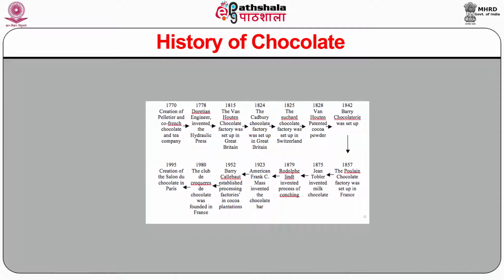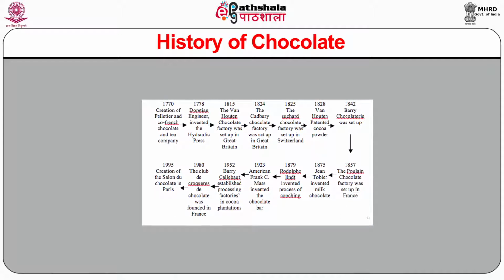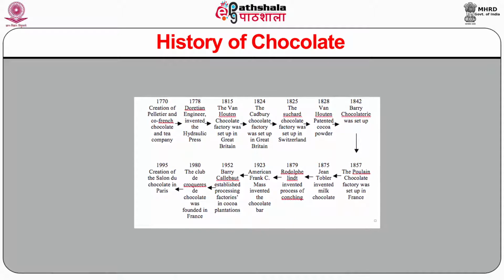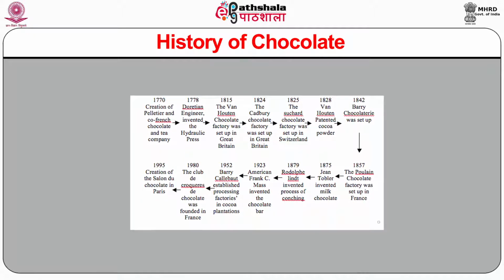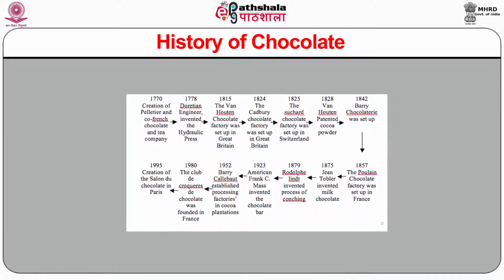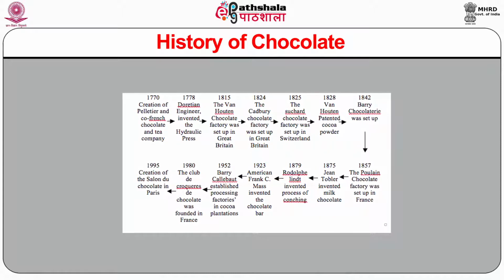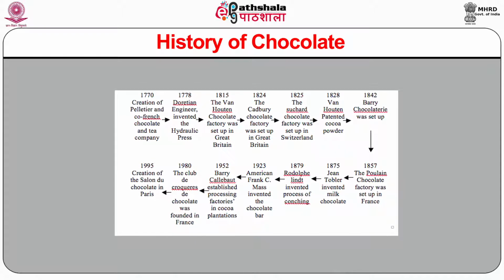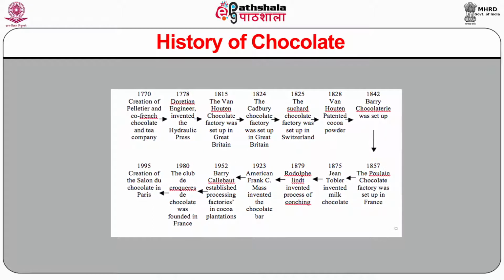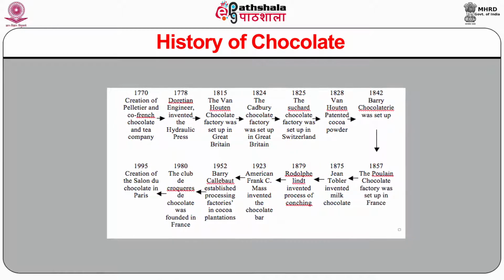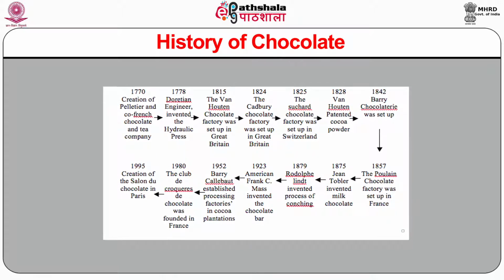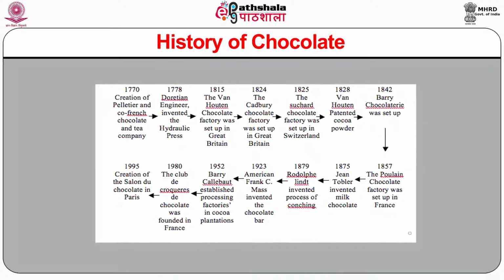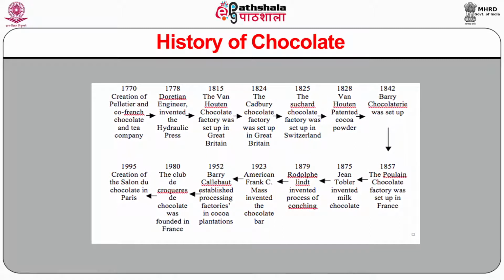1770, creation of Pelletier and Co., French Chocolate and Tea Company. 1778, the Dorothian engineer invented the hydraulic press. 1815, the Van Houten chocolate factory was set up in Great Britain. 1824, the Cadbury chocolate factory was set up in Great Britain. 1825, the Suchard chocolate factory was set up in Switzerland. 1828, Van Houten patented cocoa powder.